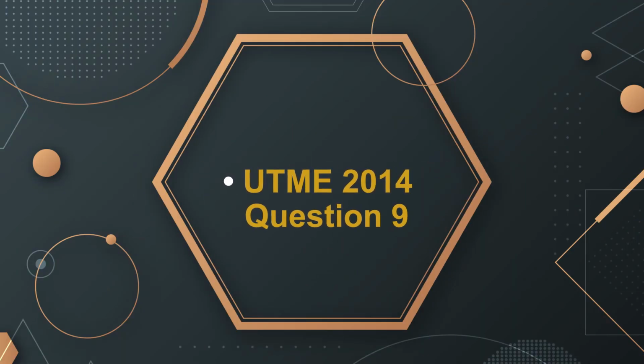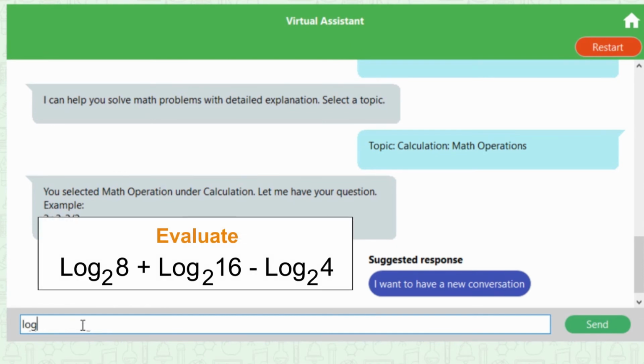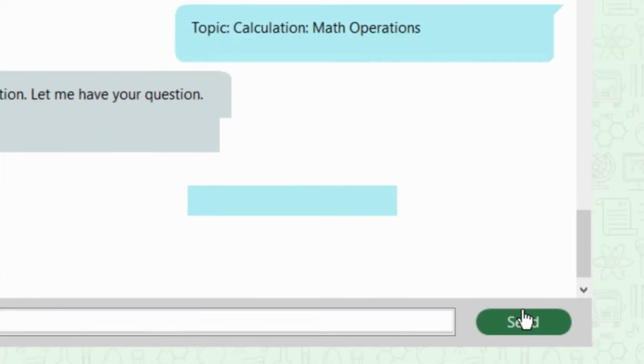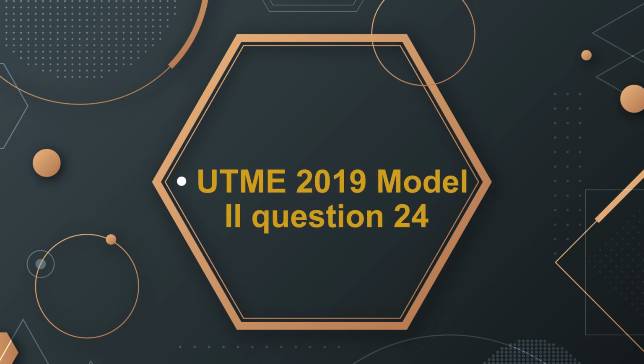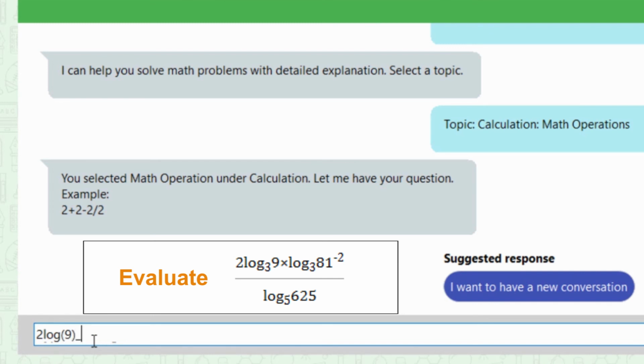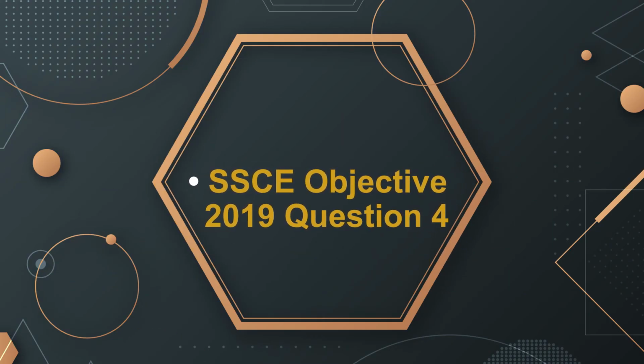UTME 2014 Question 9. UTME 2019 Model 2 Question 24. SSCE Objective 2019 Question 4.